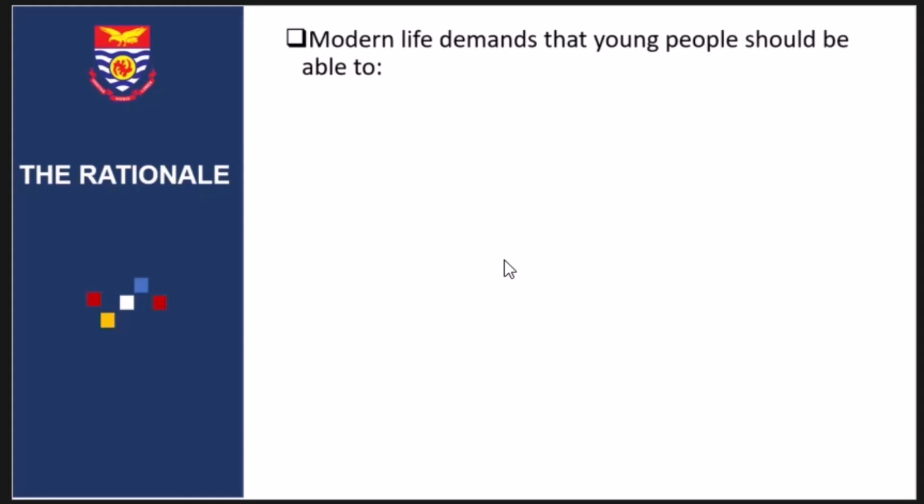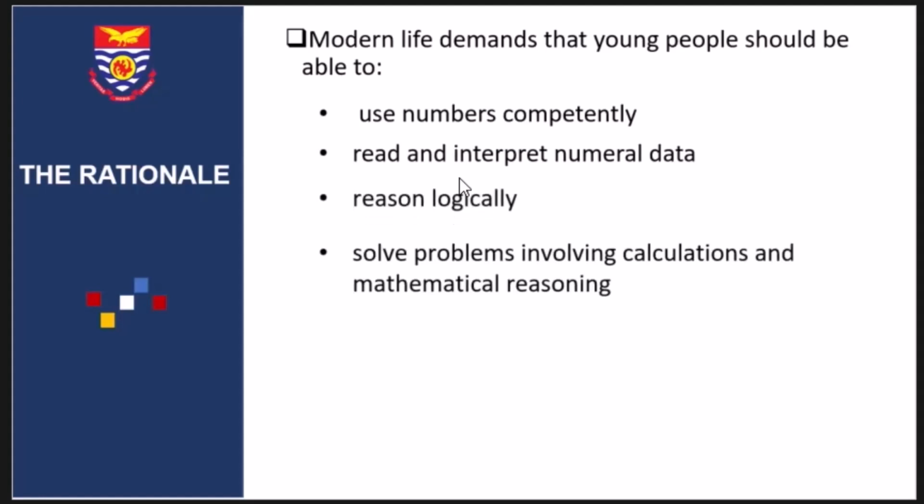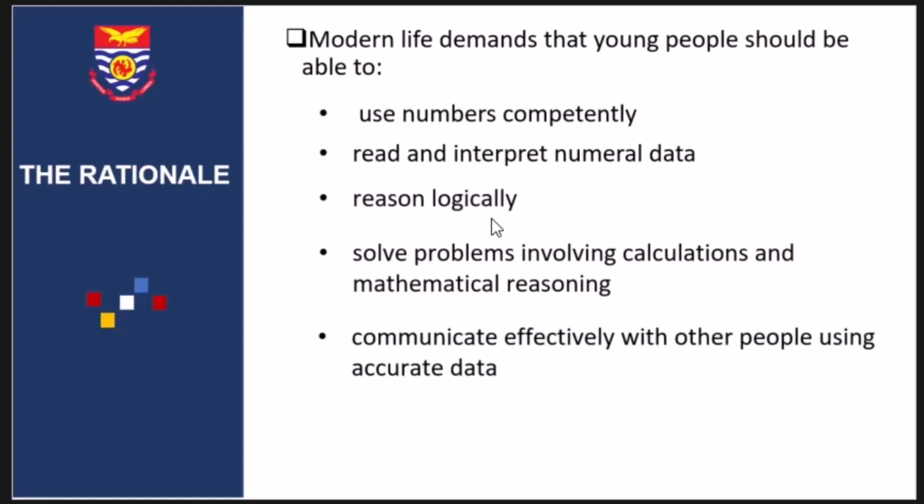particular discussion. So in the rationale, it is noted that modern life demands that young people should be able to use numbers competently, read and interpret numerical data, reason logically, solve problems involving calculations and mathematical reasoning, and communicate effectively with other people using accurate data. So all these things have been taken notice of in the primary school mathematics curriculum, where we know our young children will have to be able to do all these things.